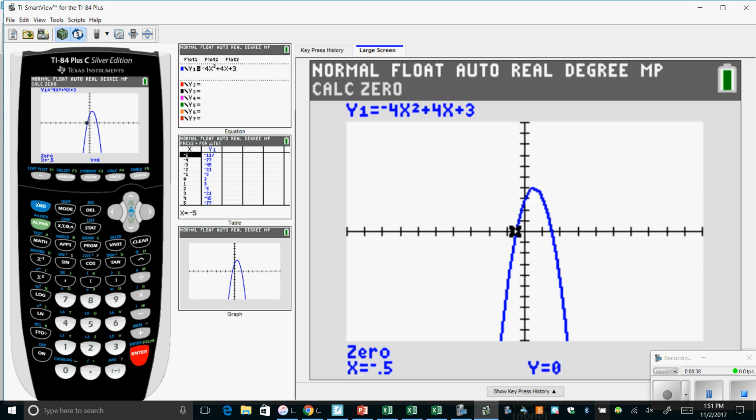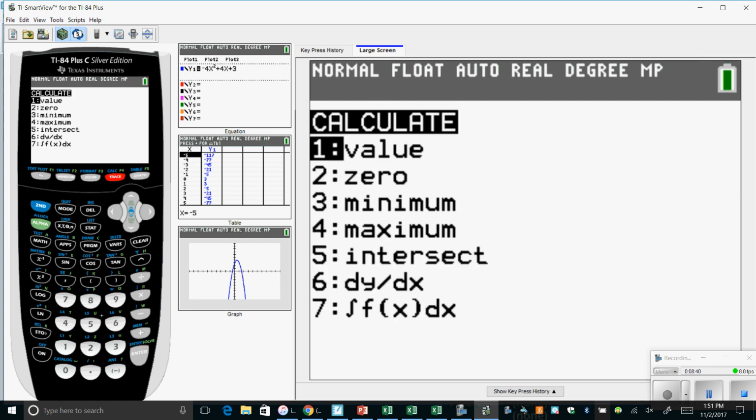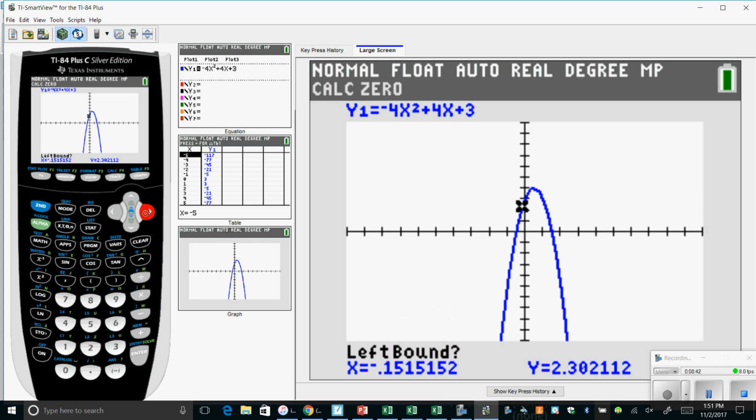Now I'm going to come over here and find the other one. Second trace 2. I need a left bound, so I'm going to get over here kind of close, but it's still to the left of it. Enter. I need a right bound. Enter. So you can see I'm looking for the 0 between those two vertical lines. It says guess. I push enter one more time. There's another 0 at 1.5. So negative 0.5 and positive 1.5 are my two zeros.